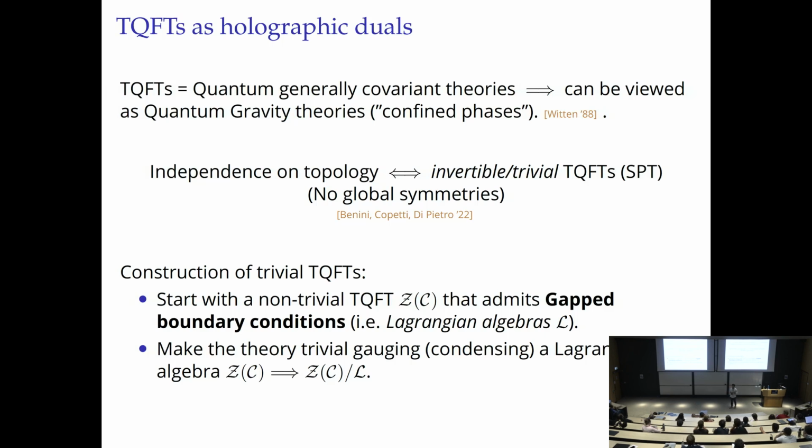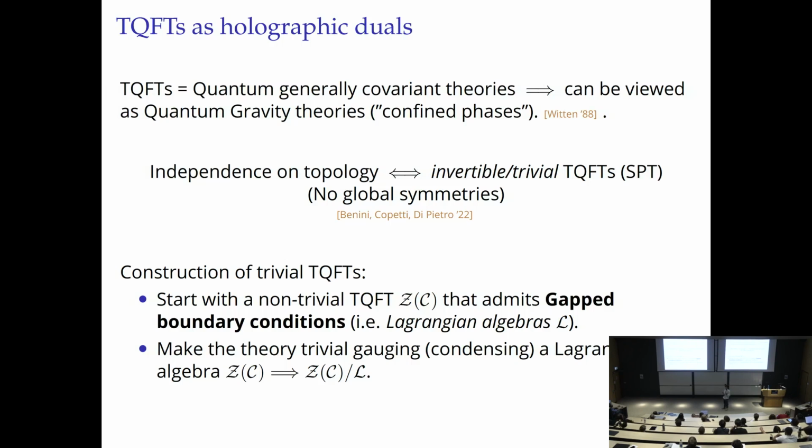Of course, there are weird and exotic theories of gravity, where you don't have a semi-classical expansion in terms of weakly interacting gravitons, and you may want to think about them as confined phases of gravity. What is probably less appreciated, however, is that this is not really enough to get a theory of quantum gravity, because you should also give independence on the background topology. And again, you have two options. Either you sum over all possible topologies, or you use some special type of TQFTs that don't even depend on the topology. These are trivial TQFTs, or in a technical sense, they are invertible TQFTs.